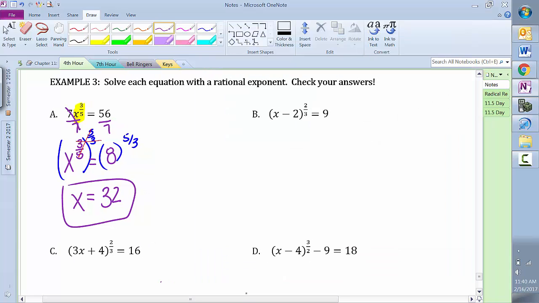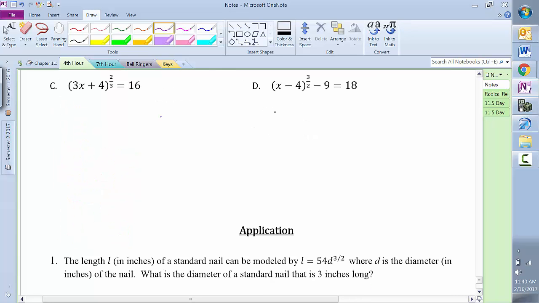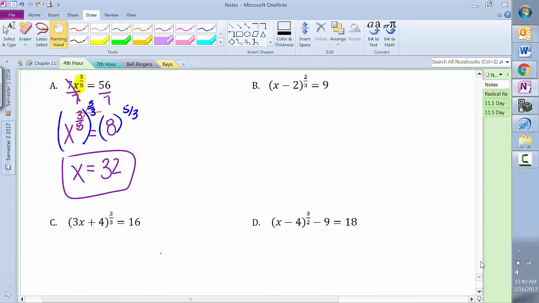Okay. We have everything isolated because look, it's kind of like all of this is being raised, so it's isolated. So I'm going to raise both sides to what power? What over what? 3/2. Very good. And again, these are gone. That's the best part about it. So I only get x minus 2 equals something.